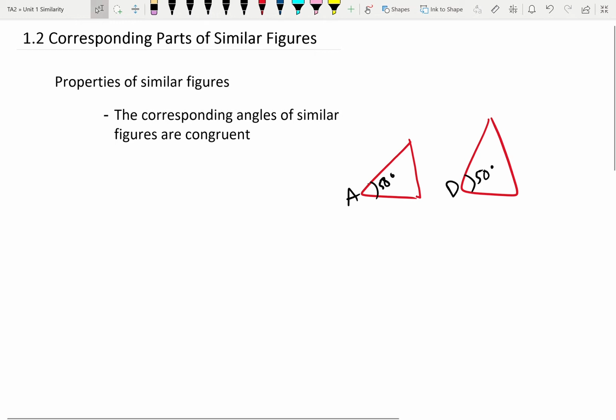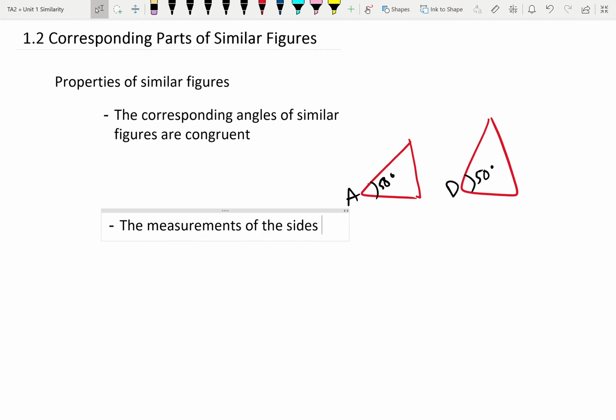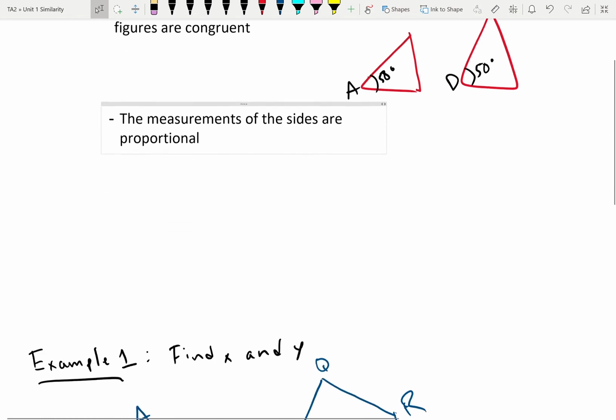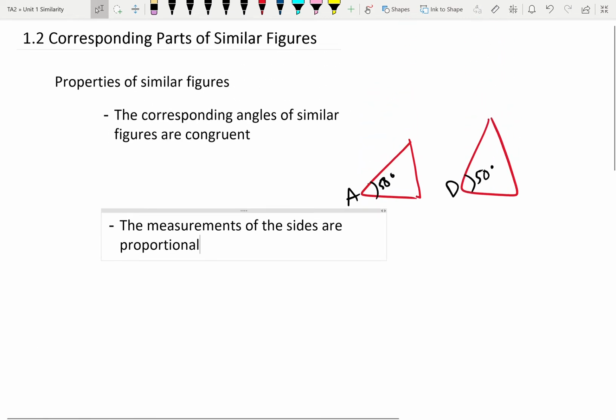Okay, so that's just one example. And then another one is, we've already talked about the ratio of the measurements of the sides are proportional. Okay, so the sides are proportional. We've talked about that in the previous video. It just means if you were to take the scale factor of each corresponding side, the scale factor would be the same no matter what pair of sides you're looking at.